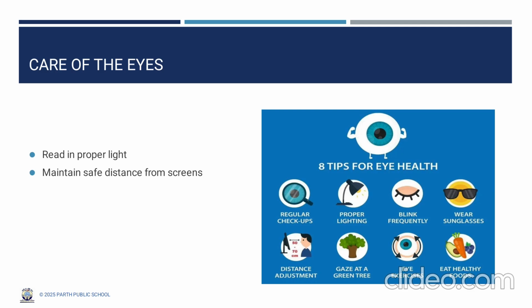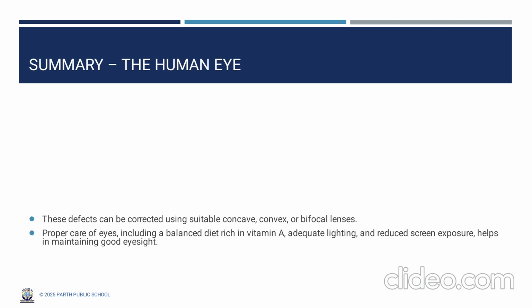Then, gaze at the green tree. We should gaze at the green tree because it activates the eye cells. Then we should do eye exercises, and obviously eat healthy foods that are not harmful for the eyes. Vitamin A is required for the eyes, so we should eat vitamin A rich foods, which are carrots and green vegetables. These are the very important parts.